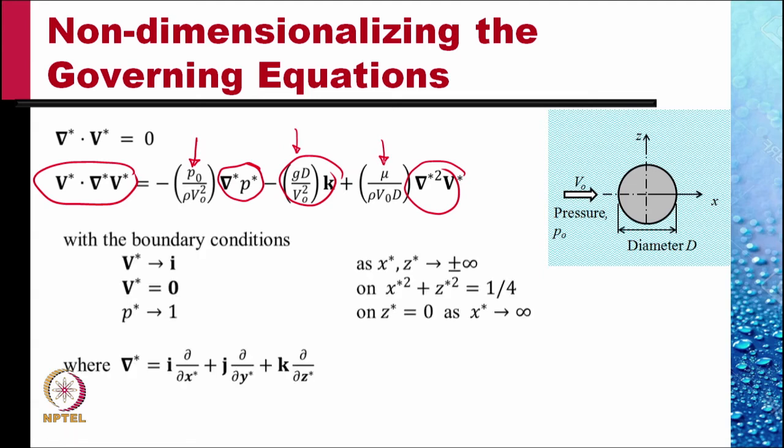And similarly, we make the changes in the boundary conditions, and the boundary conditions simplify to these very simple things. V star tends to i, 1 unit in the x direction, as x star and z star tend to plus or minus infinity. V star is equal to 0 on the boundary, non-dimensionalized as x star square plus z star square is equal to 1 by 4, and the pressure tends to 1 far upstream or downstream.